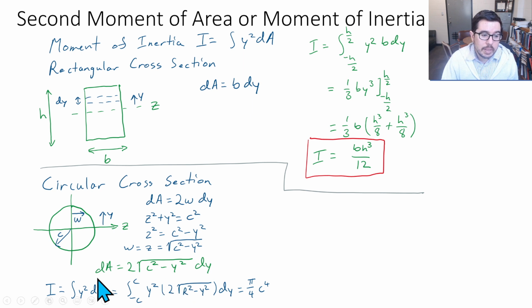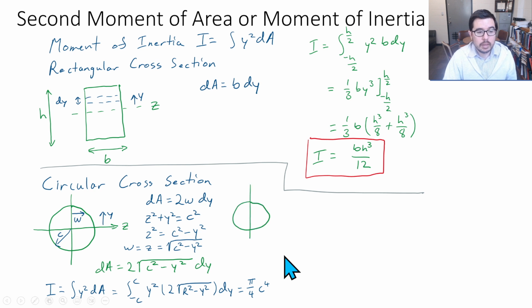So here comes dA, this quantity here, and we can then look at integrating y squared dA, all right? And when we do that, we have a y squared, we have a 2 times this square root of c squared minus y squared dy. And when you do this all out, what you get is pi over 4 c to the 4th. Okay.